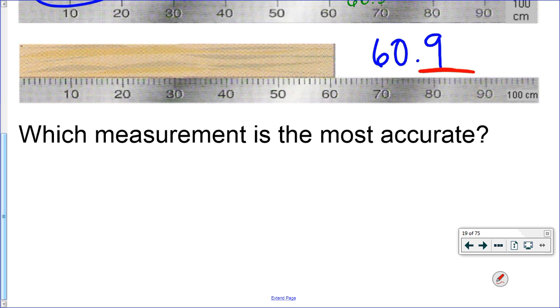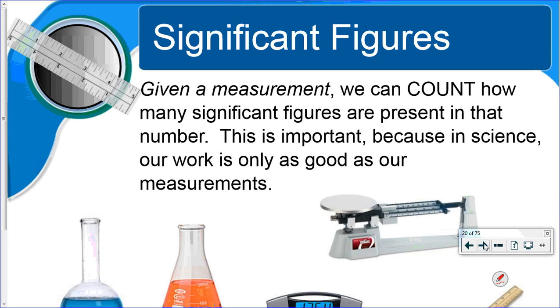Let's say Sebastian said, hey, I see that as 60.8. Is he wrong? No, because this is his doubtful digit. Certain or uncertain?